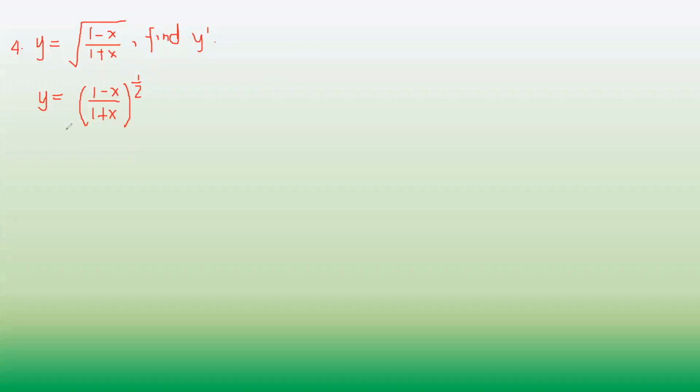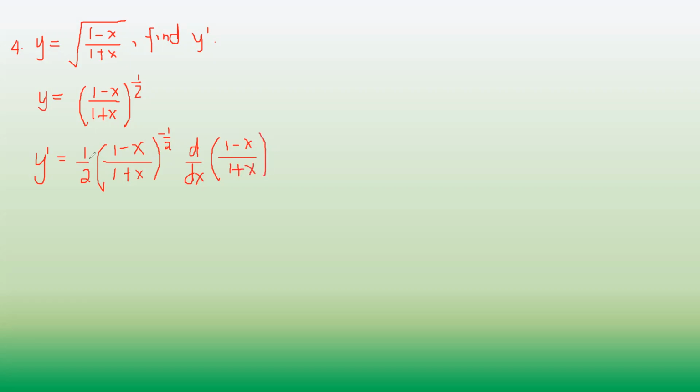Okay. Now, we're going to apply the general power formula, u raised to n. Okay. Then we will have the y prime. Y prime is now equal, or dy over dx, to 1 half times the quantity 1 minus x all over 1 plus x raised to 1 half minus 1, na diretso na, negative 1 half. 1 half minus 1 is negative 1 half. Then, derivative of u, which is 1 minus x all over 1 plus x. So, this is n, u, n minus 1, du.